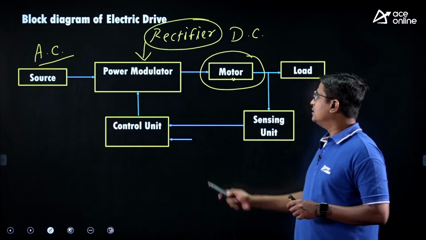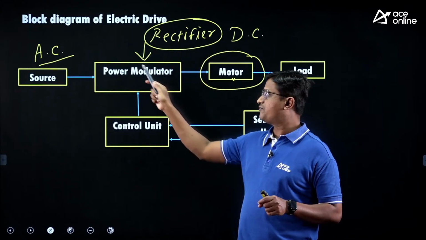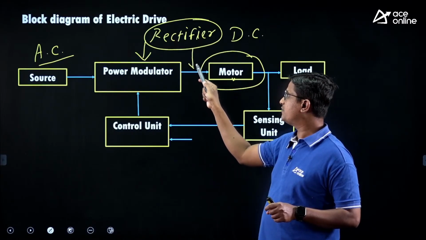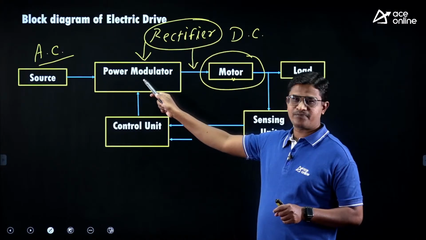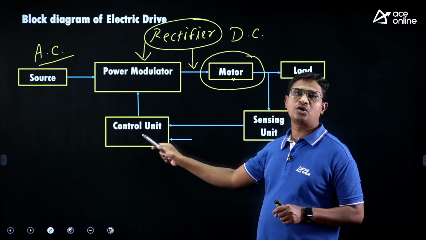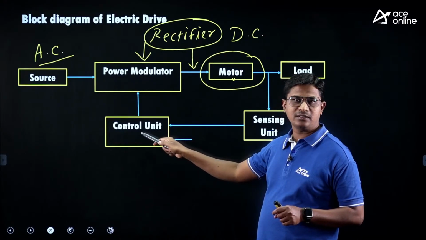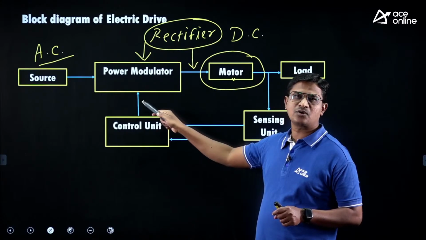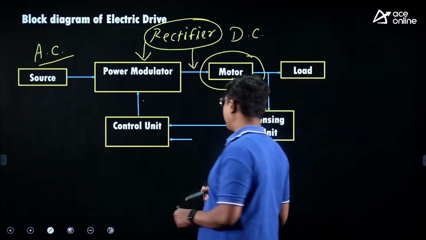So here this is my rectifier unit. This rectifier will convert fixed AC to the variable DC. So here I am getting the output as a variable DC, right? Now the output of the rectifier is controlled by your control unit. And how is the control unit generating the control signal? The control unit will generate the control signal based on actual output and reference input.